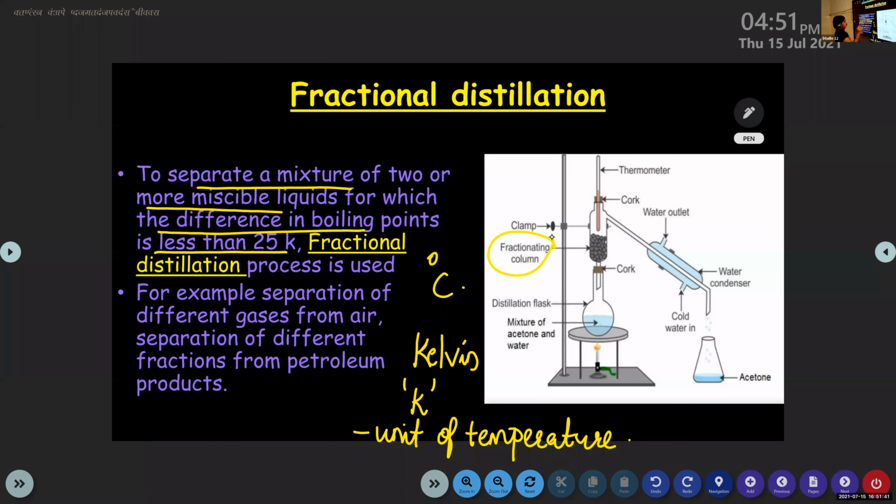So fractional distillation is the method used to separate different gases from air, and to separate different fractions from petroleum products. I will explain about the fractionating column in the next slide. You have to note that if the difference in boiling point is less than 25 Kelvin, the fractional distillation method is used. Air contains different gases, like nitrogen, oxygen, carbon dioxide, loads of gases. To separate these different gases from air, we can use fractional distillation.